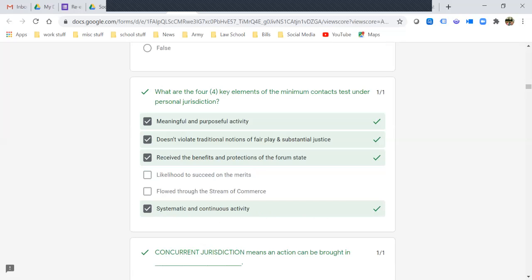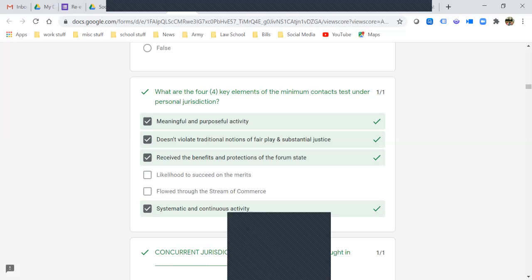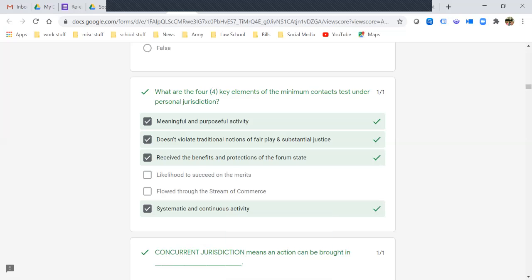Okay, this is an important one. You need to know the elements of the minimum contacts test. What are the 4 key elements of the minimum contacts test under personal jurisdiction? Again, you should know this by heart. 1, meaningful and purposeful activity. 2, it doesn't violate the traditional notions of fair play and substantial justice. 3, receive the benefits and protections of the forum state. And 4, systematic and continuous activity.